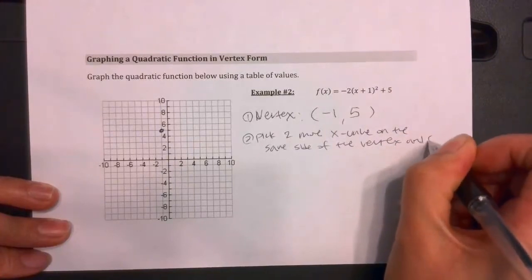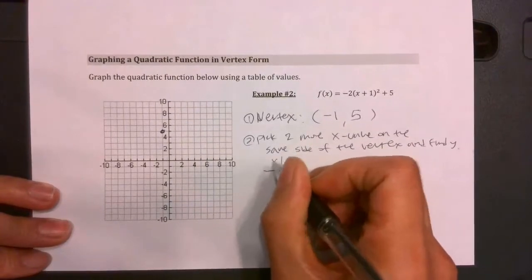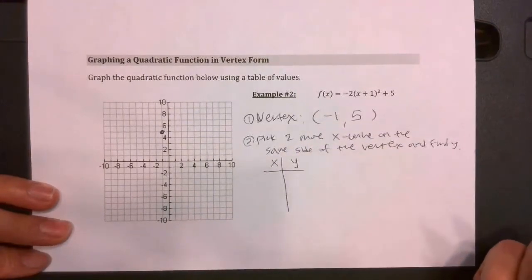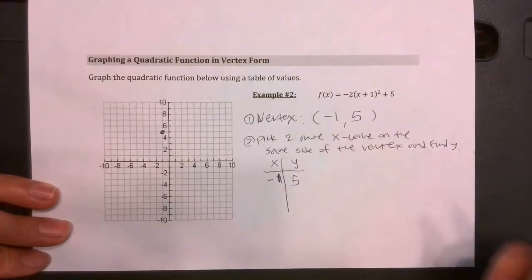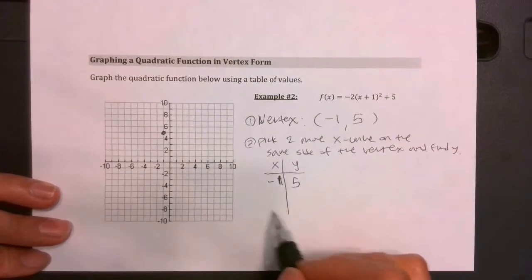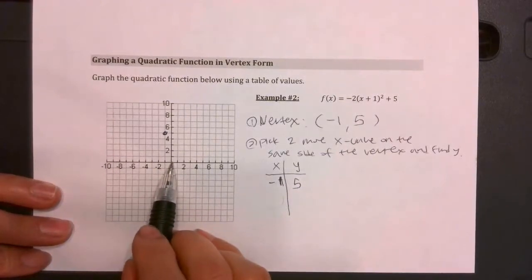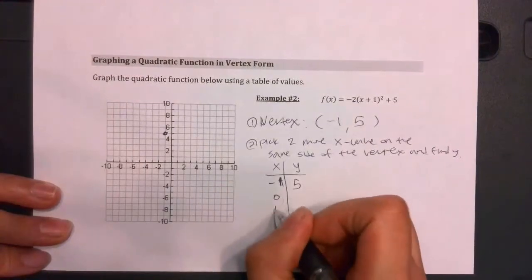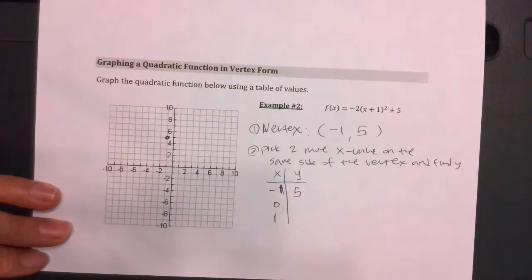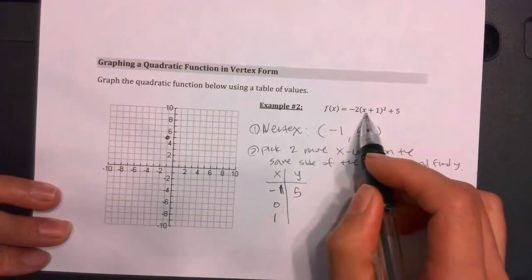And find y. Some of you have done this before actually in Algebra 1. So x and y. What was the vertex? Negative 1, comma 5. So I'm going to pick 2 more x values that are bigger than negative 1. Can I do 0? Can I do 1? Yeah, 0 and 1 are good too. So pick those 2. Now what? Take those 2 values and plug them into your function to find the y value.